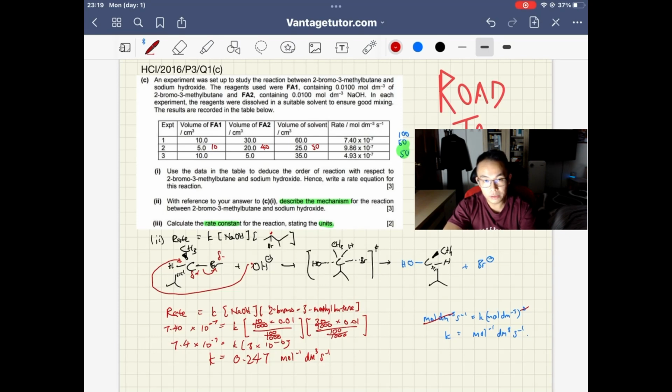Okay, always take note of the total volume. Okay, even though in reality, total volume for all our experiments should be constant. We don't do things like this. Okay, so I hope you learned something from this reaction kinetics.